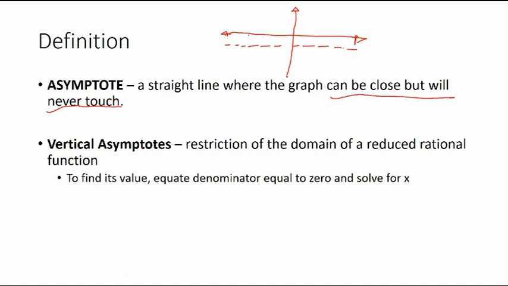Kung ang graph mo ay downwards, tapos sa asymptote, magko-close lang siya na magko-close, pero hindi siya pwedeng mag-touch. So, yun yung asymptote. Ngayon, meron tayong dalawang klase ng asymptote. We have the vertical asymptotes. So, this is a restriction of the domain of a reduced rational function.